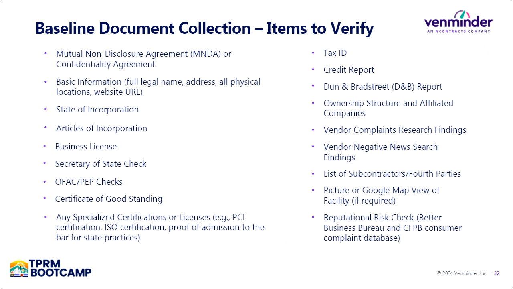So not every item will apply to every vendor, but some of the most common things that we would look for is all of their basic information, including the full legal name, the address, all physical locations, their website. We want to know where they're licensed to do business and see their business license or do a check of the Secretary of State website. We may need to do sanctions checking such as OFAC or PEP, and we want to look at any specific certifications or licenses they may have. We will need to get that tax ID so that we can pay them, and we should run a basic credit report or D&B report.